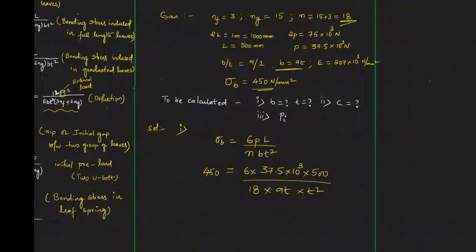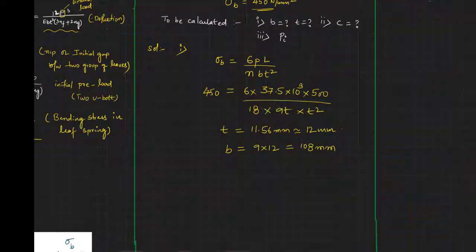If you equate this and solve, you will get T equals 11.56 mm, which is approximately 12 mm. Once we have calculated T, by using this condition I can calculate B. B equals 9 times 12, and 9 times 12 is 108 mm. So like that I can solve it, and it is easy.